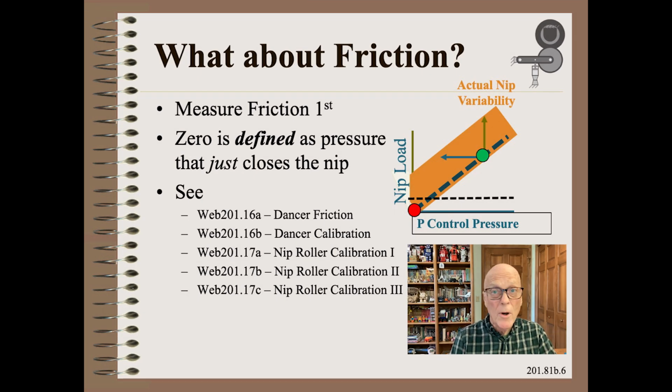Those of you who follow my work know that friction must be measured first before ever doing a calibration. Friction is a measure of the goodness of the cylinder loading design and maintenance. It is also a direct measure of uncertainty. I have a whole series on how to measure friction and do the calibration in these Web 201 shows, so we don't need to do them here. The important point here is that 0 is a definition. It is a safe definition, which is the pressure that always just closes the nip.